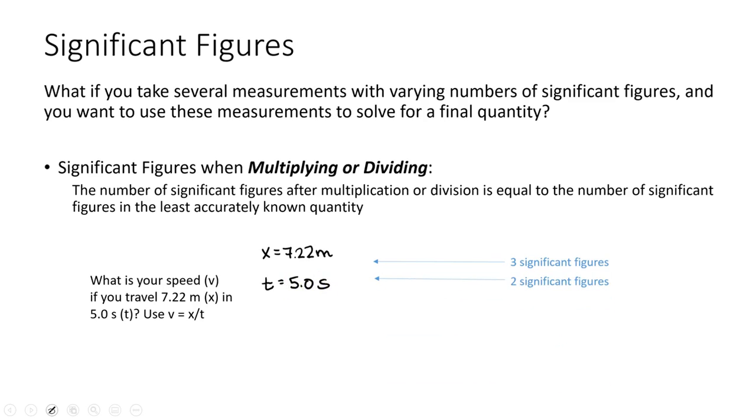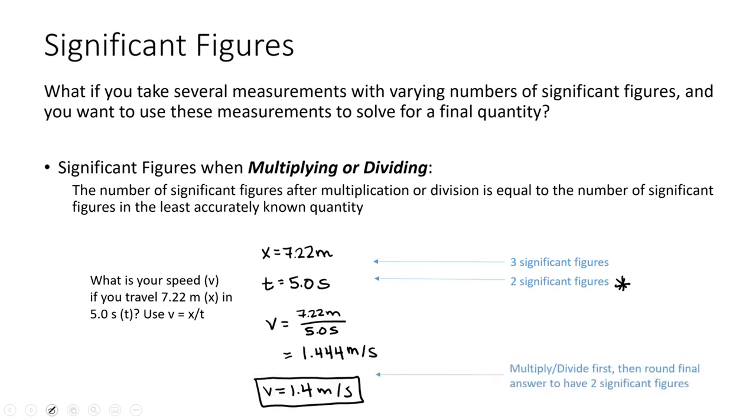All right, so then we want to calculate v. v is equal to x divided by t, 7.22 meters divided by 5.0 seconds. If I calculate that out, I actually get 1.444 meters per second. Now I need to take a look at my two terms that I was dividing in this case. Here, the term with the lowest number of sig figs is the time. It had 2, so I need to round to 2 sig figs. So my final answer here would be 1.4 meters per second.